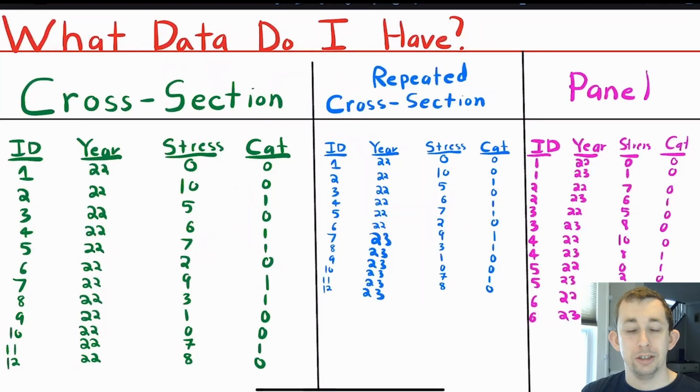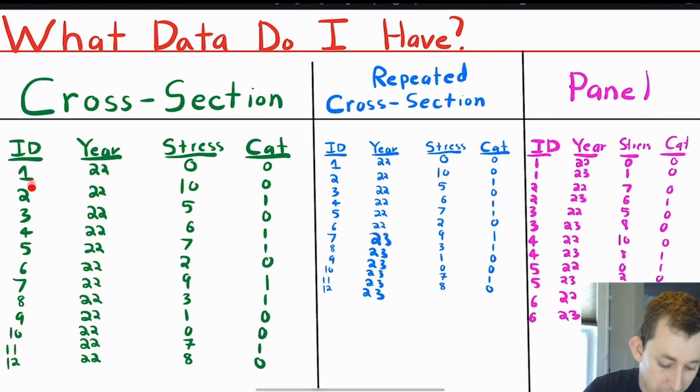So I think the first question that you should ask yourself is what sort of data you have, once your data set is built. There are three main types of data: cross-sectional data, repeated cross-section data, and panel data. What does cross-section data look like? It just means you have a bunch of people in one particular year.